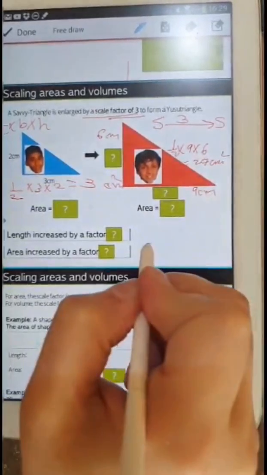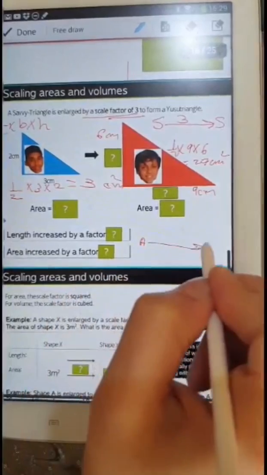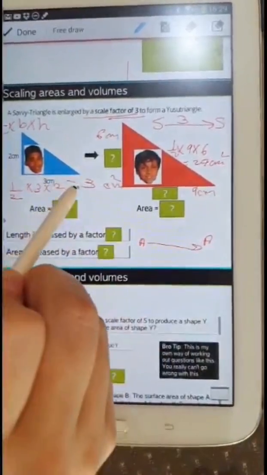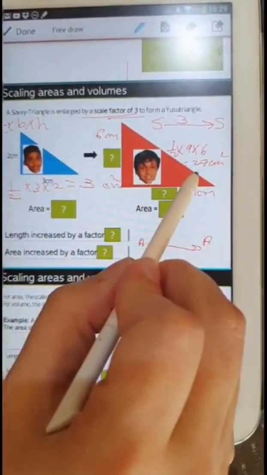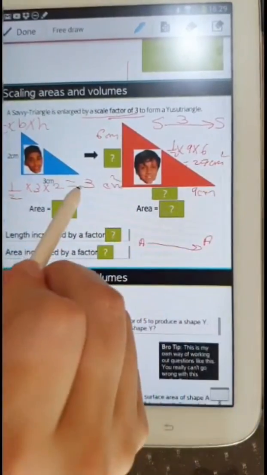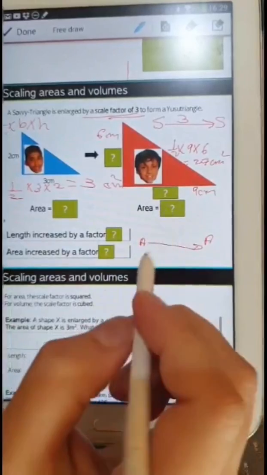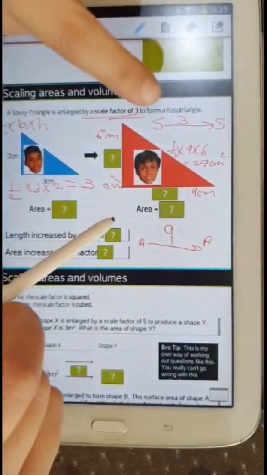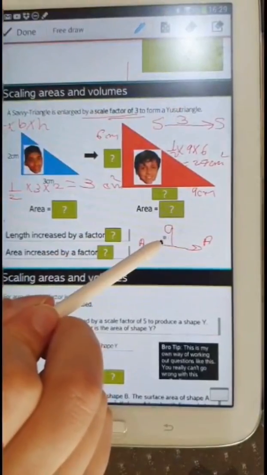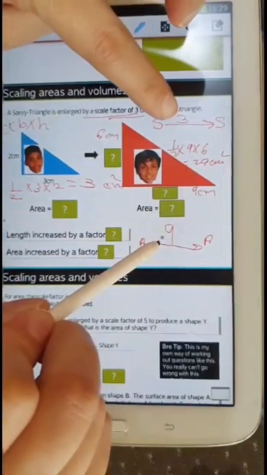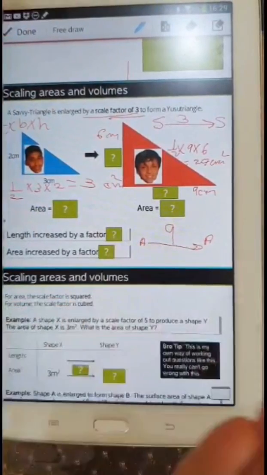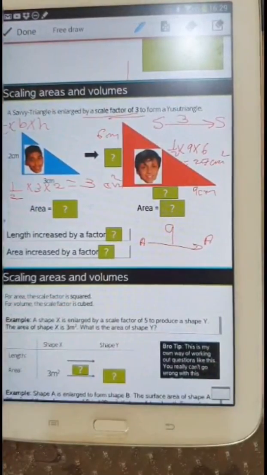When I compare area to area, the scale factor was 3 and it will become 27. So 27 divided by 3 to get the scale factor of the areas, I'm going to get 9. What will happen to the 3 to get 9? If you can see, I'm going to square the scale factor to get the scale factor of the area. And this is our first note for today.